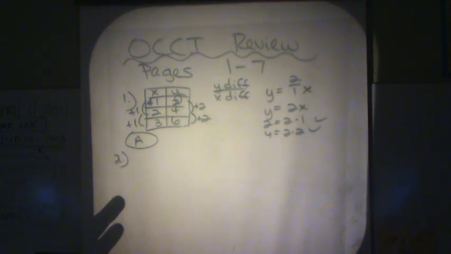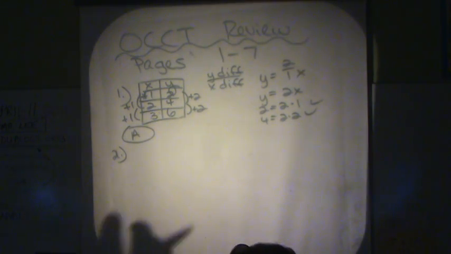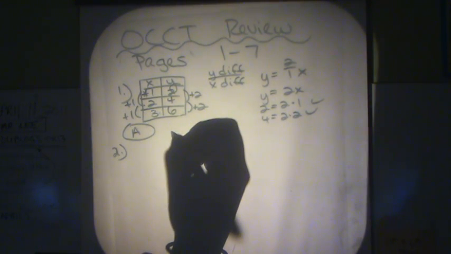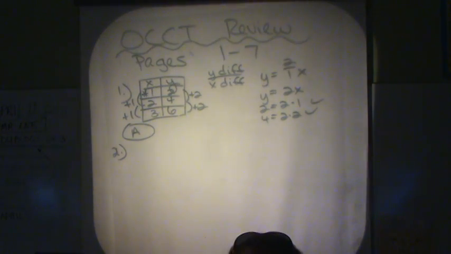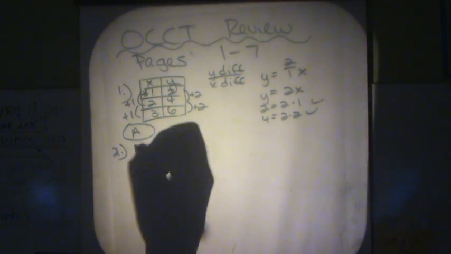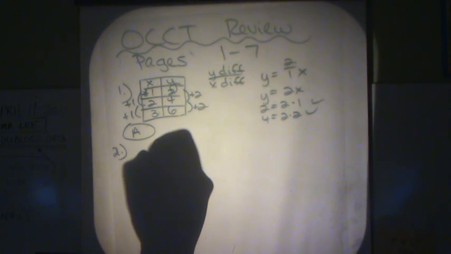Number 2. Now again, don't just go off of A, B, C, but you should have gotten A. Y is twice what X is. And sometimes it's great if you can just see that, but please show work on these so you have something to look at. Number 2, what is the equation of this graph?